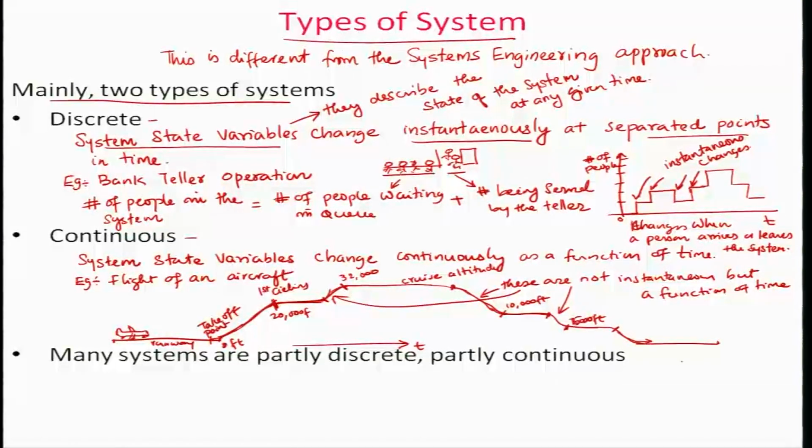So, such a system, where the system state variables change continuously as a function of time, is important because these kinds of systems are also simulated. For example, autopilot simulations include studying such continuous systems. The only difference is that in this course we will focus mostly on discrete systems rather than continuous systems. We will only look at a few examples of continuous systems in the class, and realistically many systems are partially discrete and partially continuous.